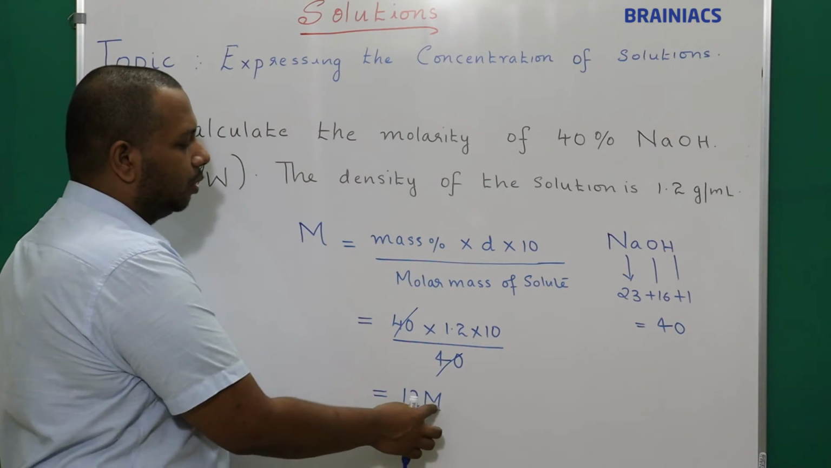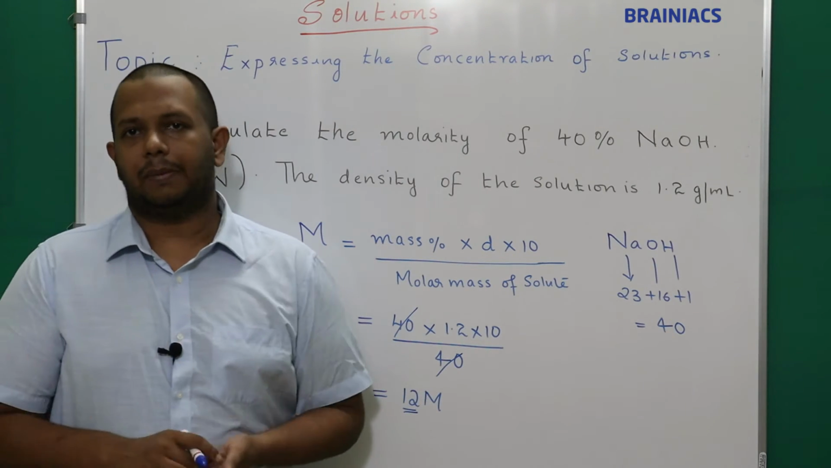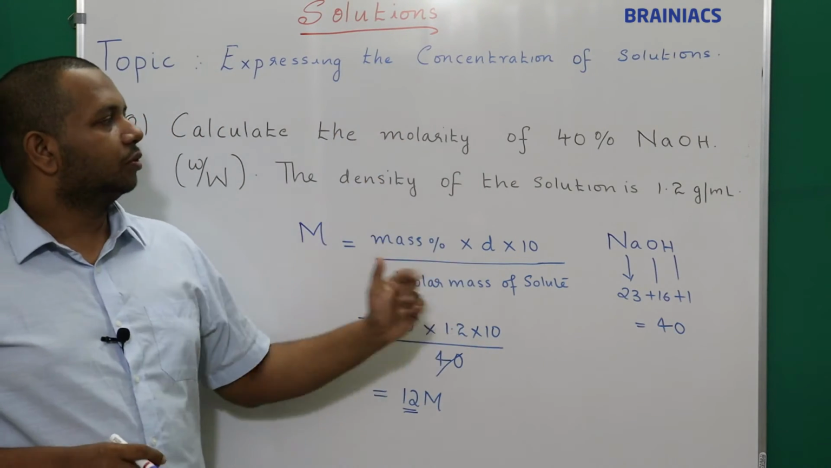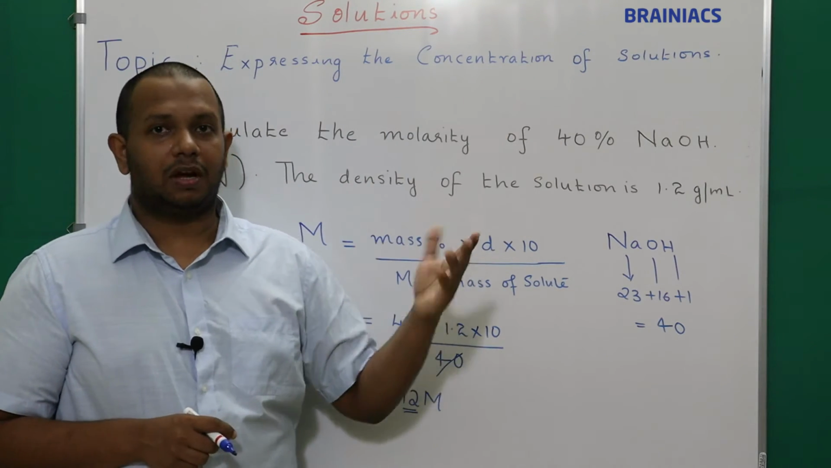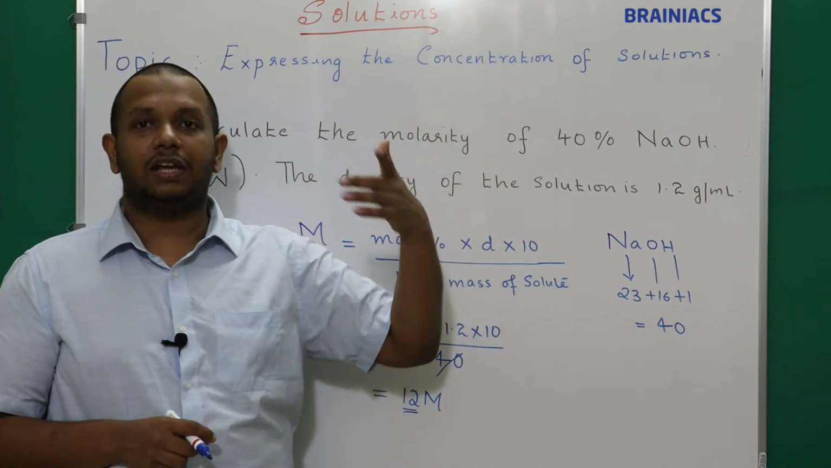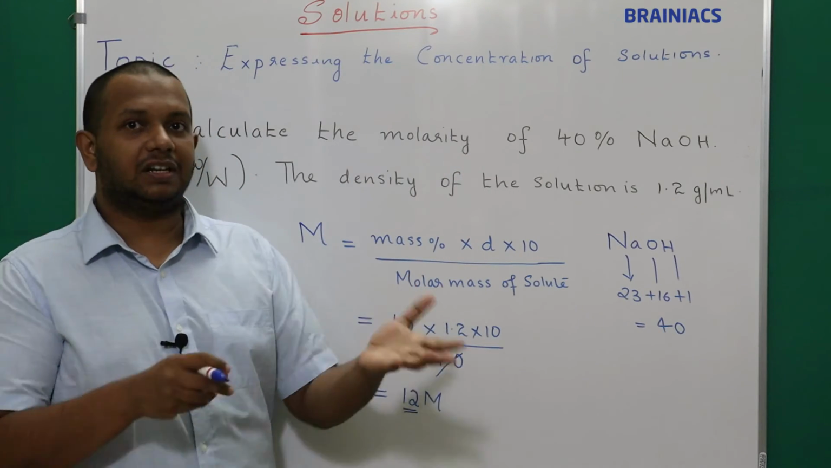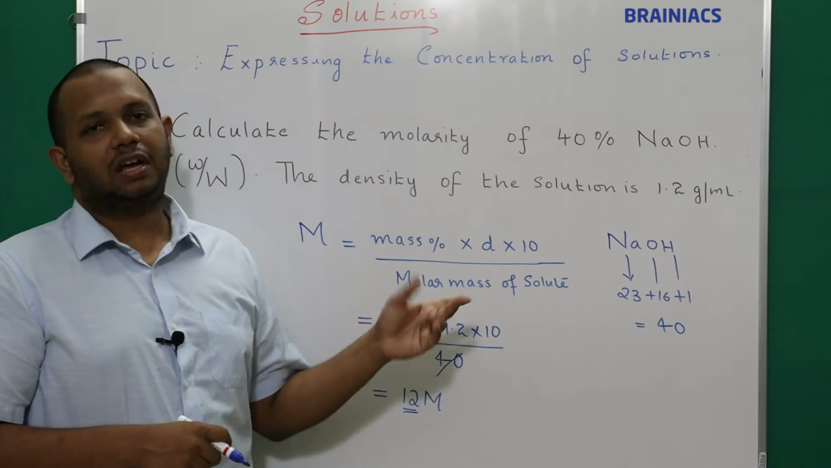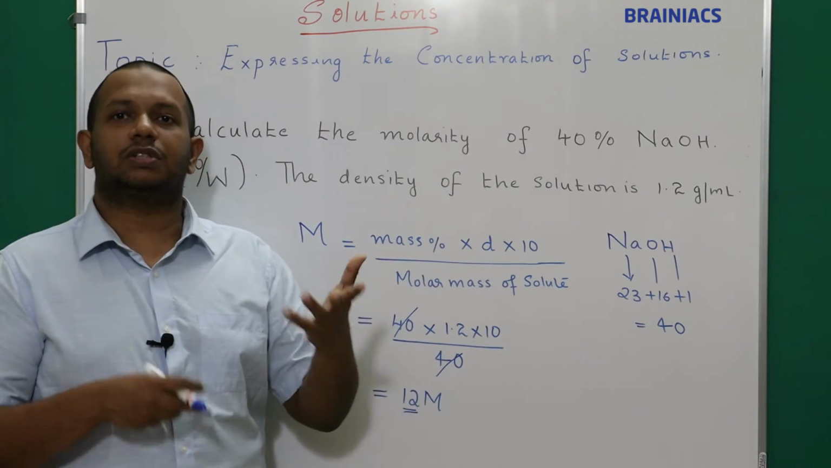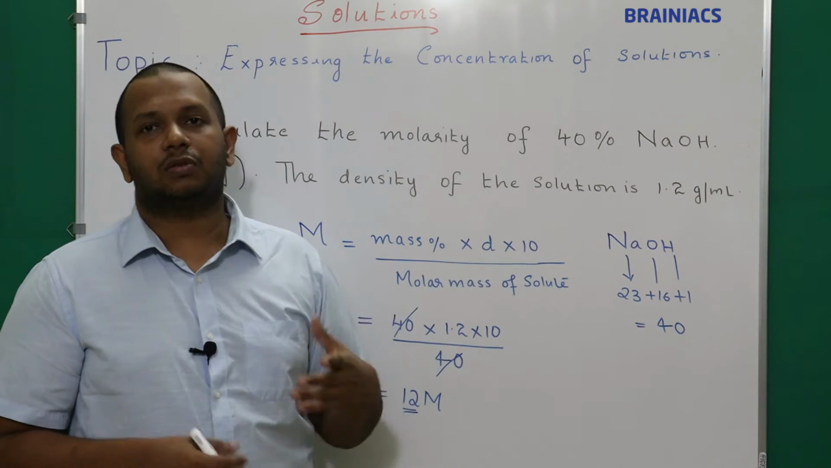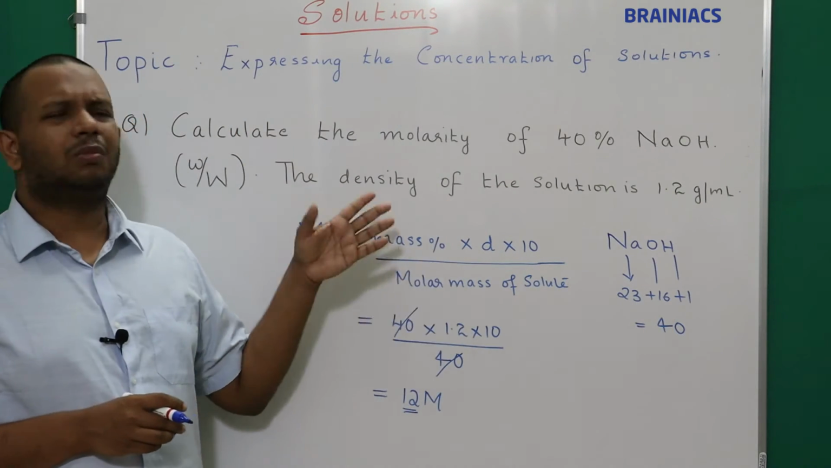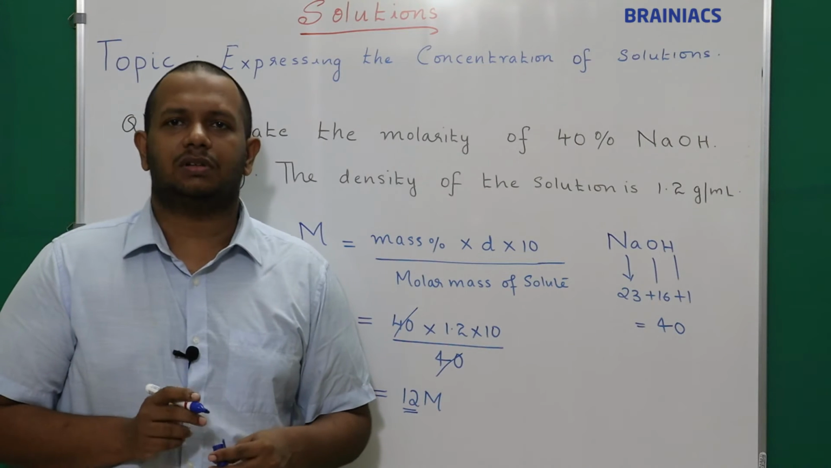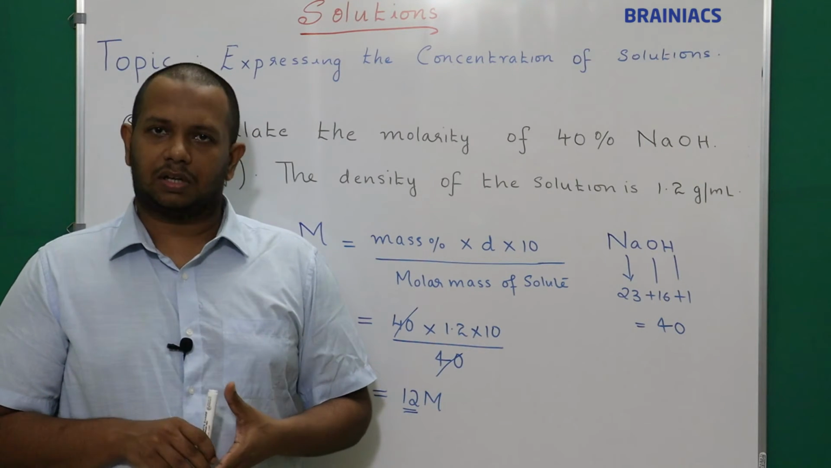To indicate it is 12 molar, I have kept a capital M. I hope you understood. In the previous way, in the previous formula without mass percentage, we know that 40 gram of the solute is present in 100 gram of the solution. So there we substitute the mass of the solution as 100 gram and the mass of the solute as 40 gram. Both methods are correct, but this one is more straightforward. Okay, so we will go to the next topic.